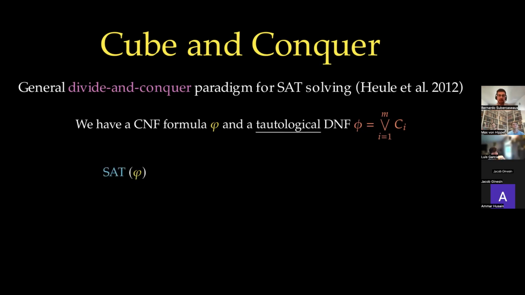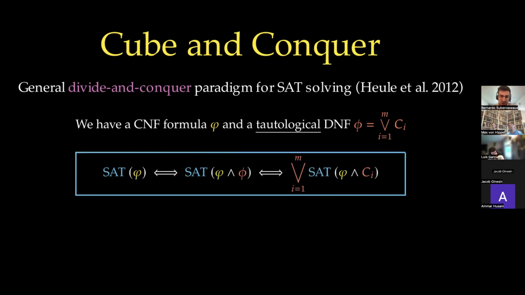And the main equation of cube and conquer is the following. The satisfiability of our formula phi is equivalent to the satisfiability of its conjunction with the DNF, because the DNF is a tautology. And that's equivalent to whether phi together with one of the cubes is satisfiable.